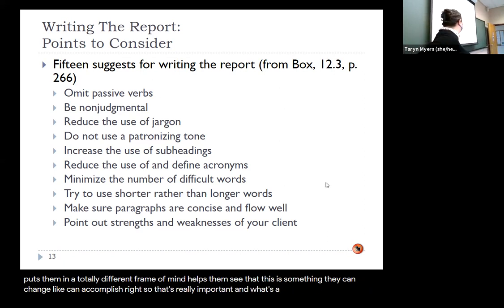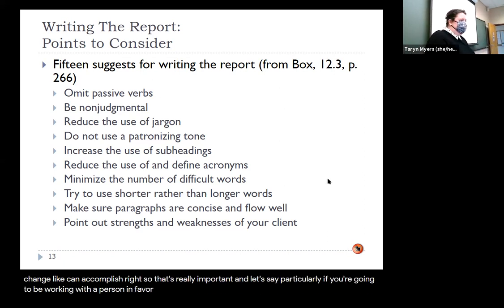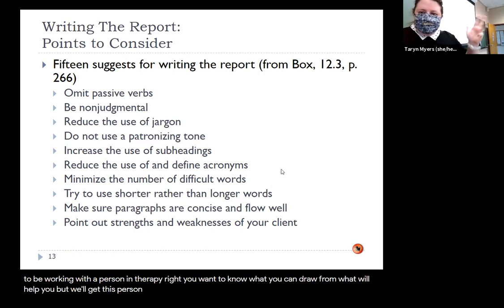And let's say, particularly if you're going to be working with a person in therapy, right, you want to know what you can draw from, what will help you, what will get this person to enact change.